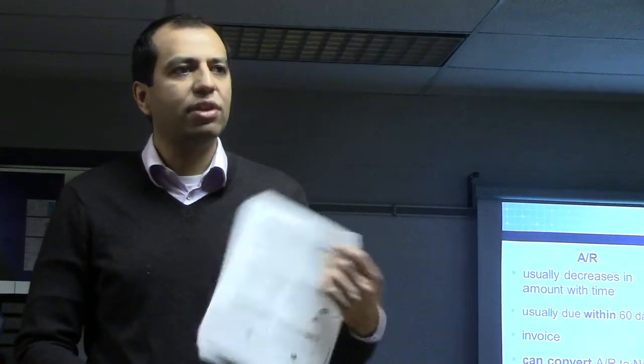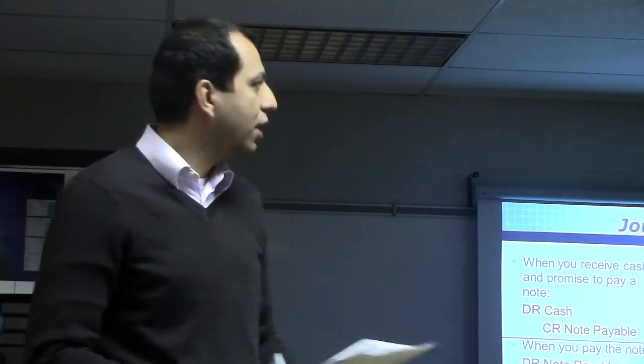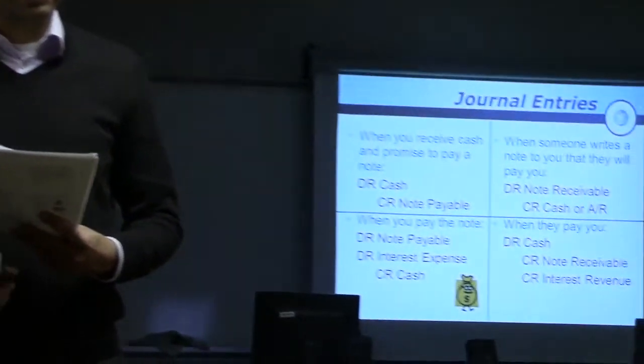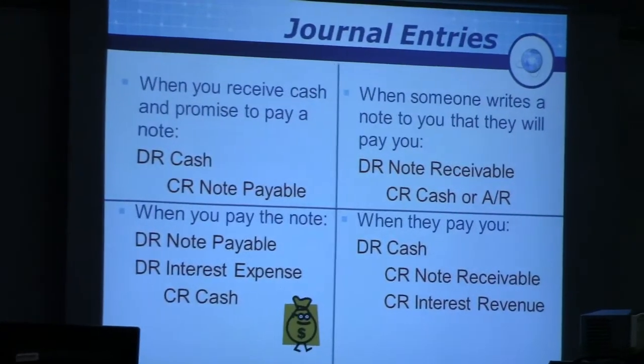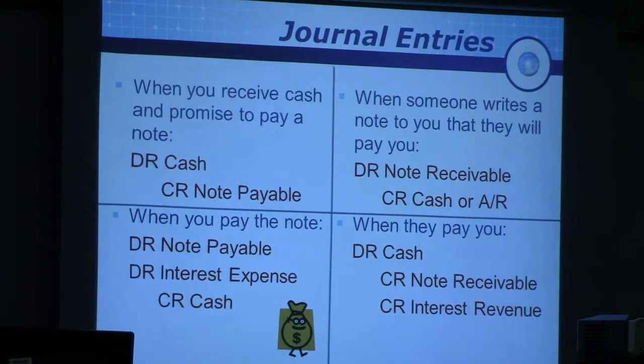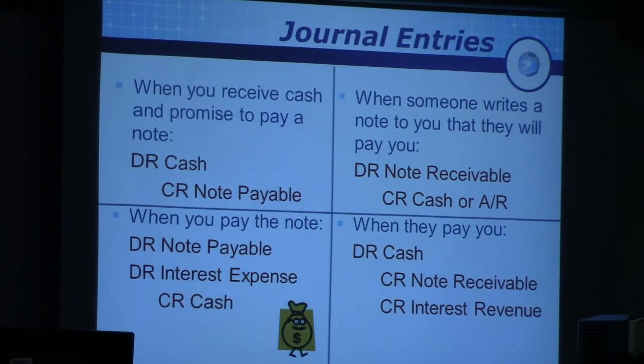So what are some of the journal entries with regards to notes receivables? The opposite of notes receivable is note payable. So if you have a note receivable, the other party has a note payable, just like accounts receivable and account payable. So when you receive cash and promise to pay a note, it will be debit cash, credit note payable. And when someone writes a note to you that they will pay you later, then it's obviously debit note receivable, credit cash, not AR, but usually credit cash.